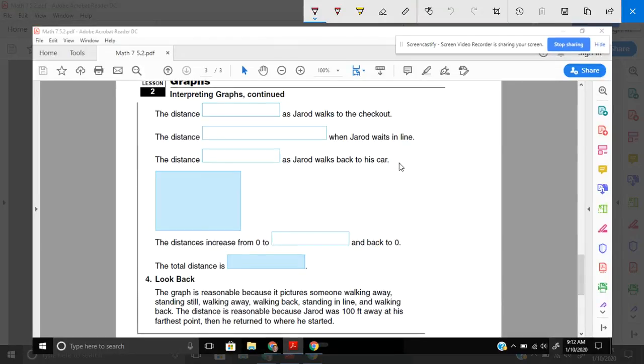Okay. The distance blank as Jared walks to the checkout, well, it decreases because he's getting back closer to his car. And when he waits in line there, again, it remains the same. He's not getting closer if he's waiting in line. And then lastly, it decreases again as he gets back to his car. Okay, so now in this space here, we're going to make a graph of that.